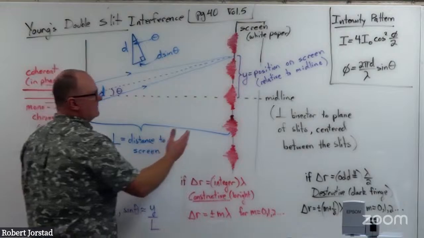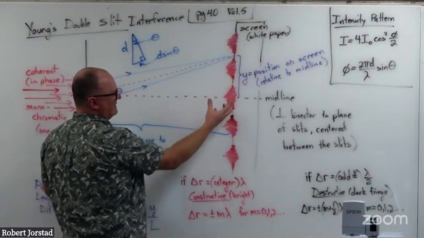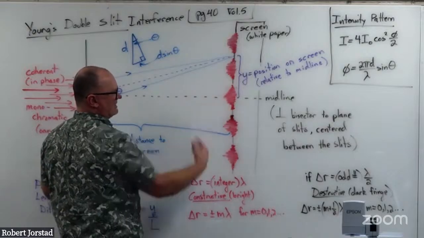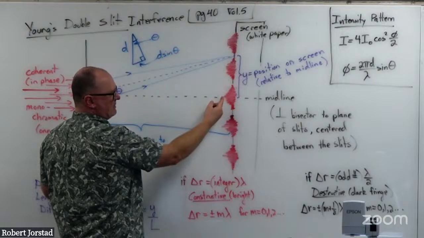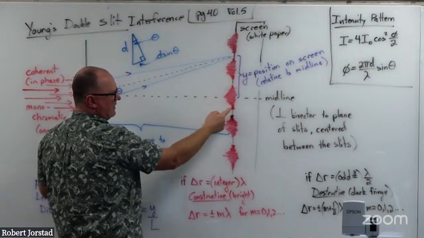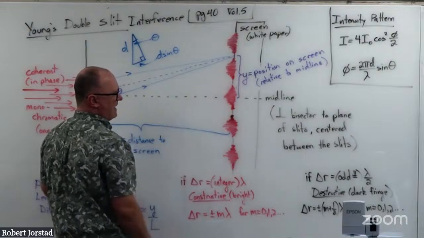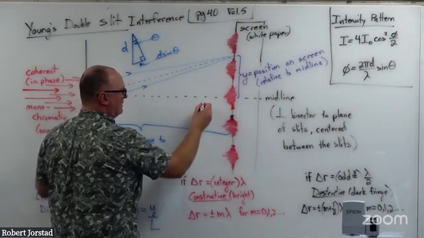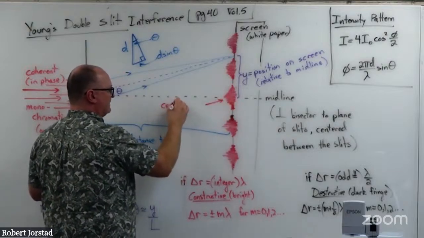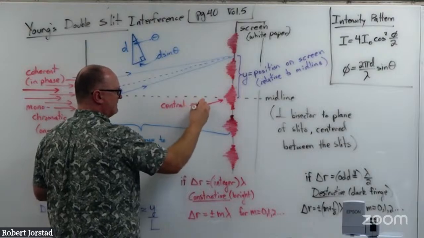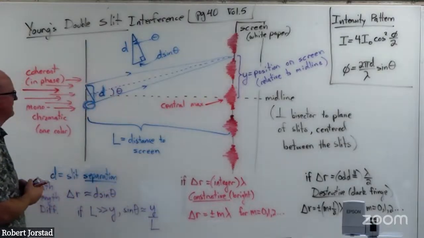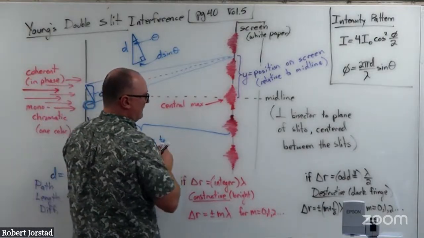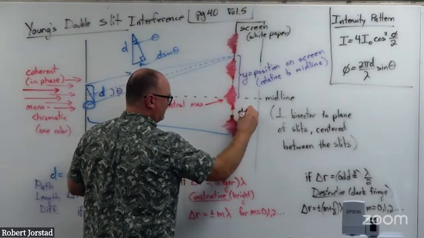Now, notice the pattern. Obviously the light doesn't make piles building up on the screen, but what I'm trying to show with the size of this is that the middle of the spots are very bright and the edges of the spots are very dark, and then it goes completely dark in between the spots. So these dark spots are called dark fringes. This middle bright spot is sometimes called the central max. It's the central bright spot. And this is a dark fringe.